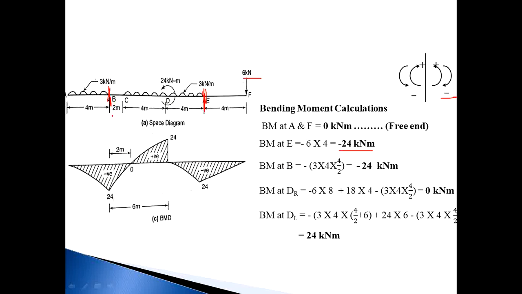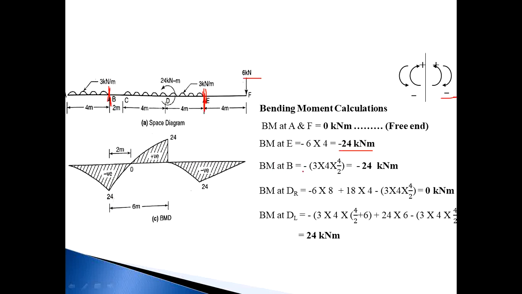Then next, bending moment at point B. Due to this section the beam is split into two parts, the right side and the left side. On the right side the forces are the UDL, moment and reaction, and this 6 kilonewton, and on the left side there is only one UDL, that is AB, the length of AB.